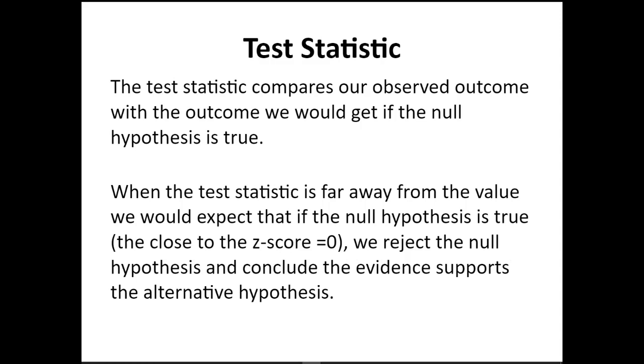If there is no change from the state of the null hypothesis, then we would expect our z-score to be close to the center, close to the z-score of 0. But the farther away the test statistic is from the z-score of 0, the more evidence that we can reject the null, that there is a difference, and that the evidence supports the alternative hypothesis.